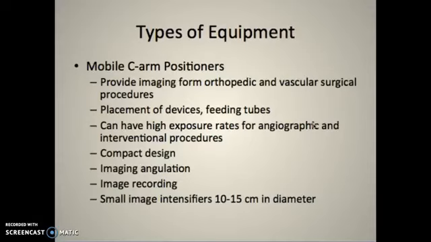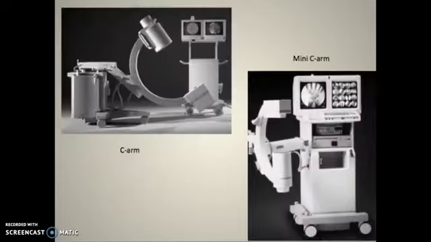So there are mobile C-arms. We all have seen these. They provide imaging for orthopedic and vascular work, placement of devices and feeding tubes. They're great for angiographic or interventional work. Nice compact design. You can angle, you can record, and the image intensifier is 10 to 15 cm in diameter, which we'll cover next week.